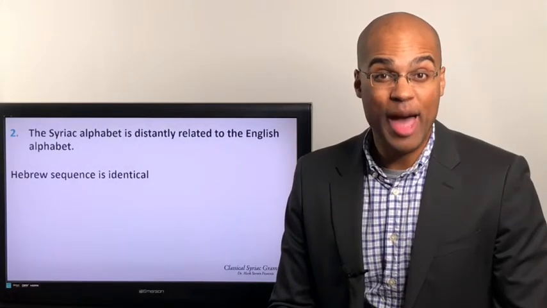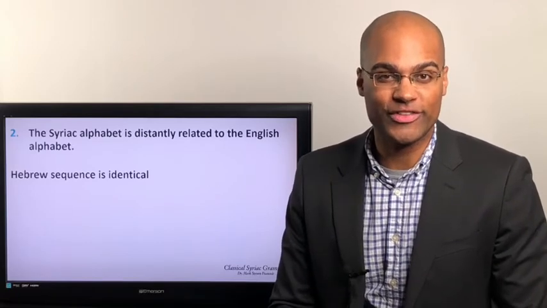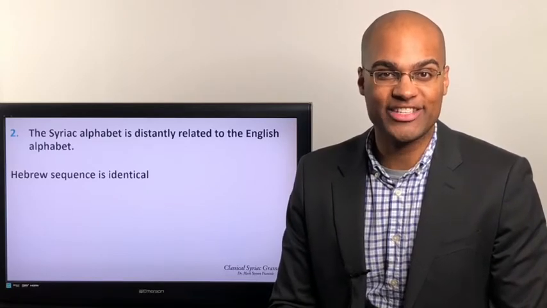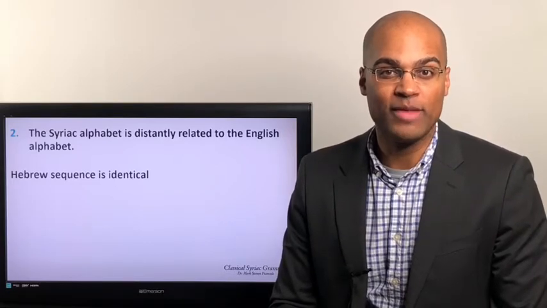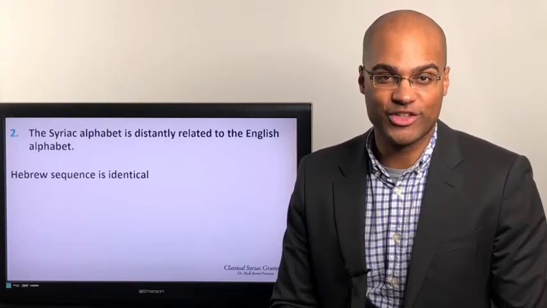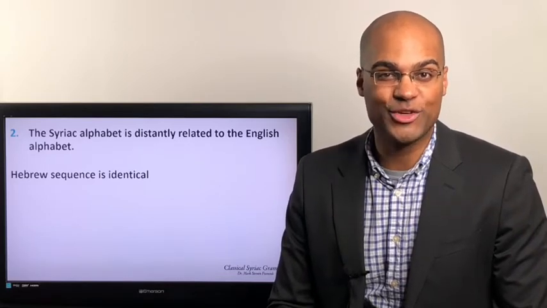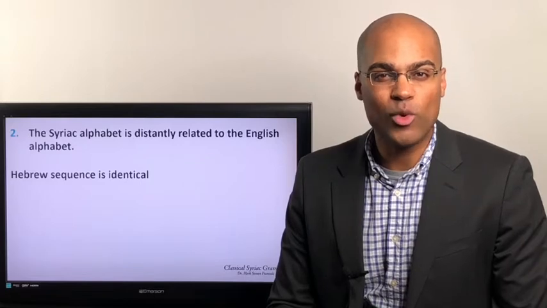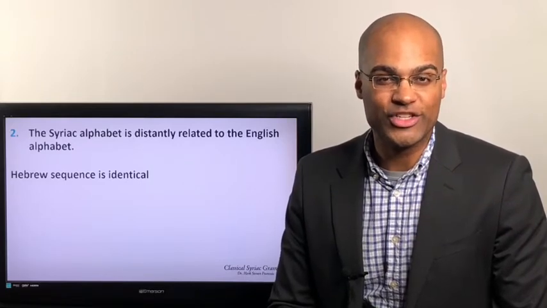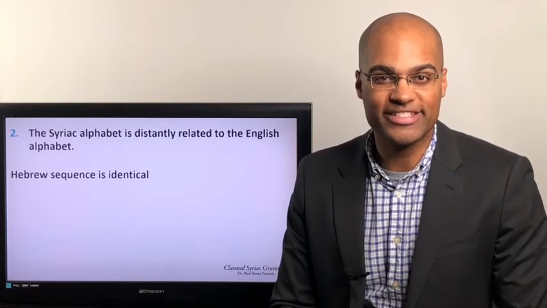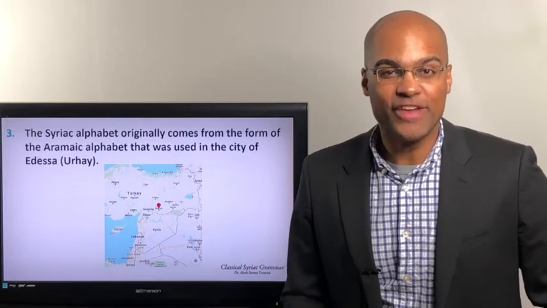And of course, if you happen to know Hebrew, the sequence for the alphabet in Hebrew is identical to the sequence of the letters that we have in Classical Syriac, except for one letter that is present in the Hebrew alphabet that does not occur in Classical Syriac. So that's the second important thing to know about the Classical Syriac alphabet, that even though it looks quite a bit different from the alphabet that we have in English, they are related to each other because they share a common ancestor.